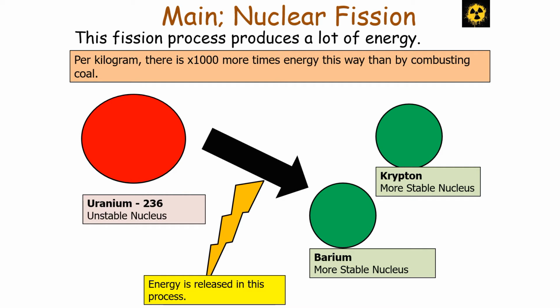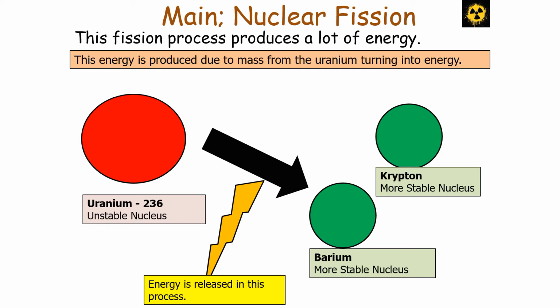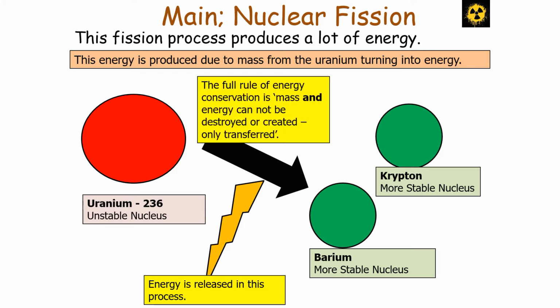So when you have your fission process taking place, energy is released, and this energy is produced due to the mass from the original uranium turning into energy. This links into energy conservation, as the full rule of energy conservation is that mass and energy together cannot be created or destroyed, only transferred.